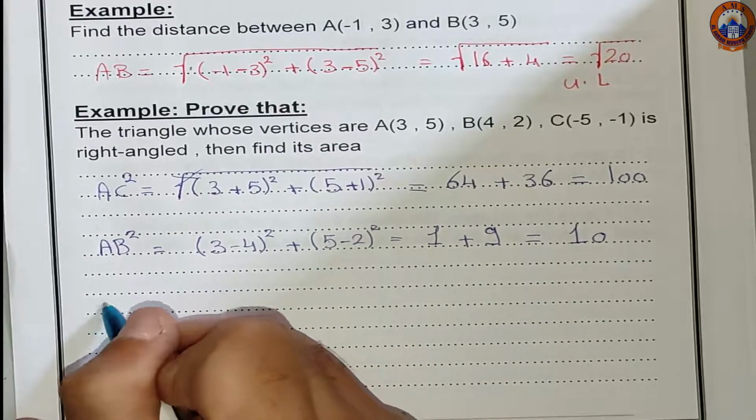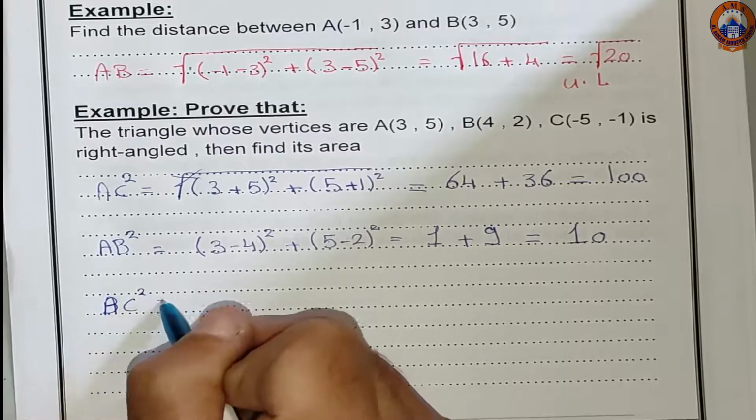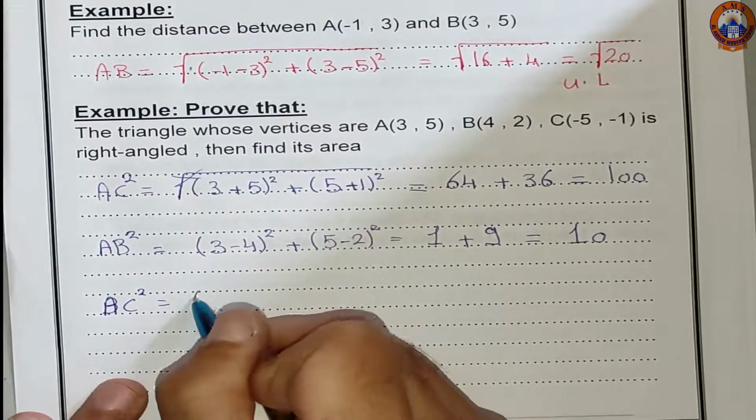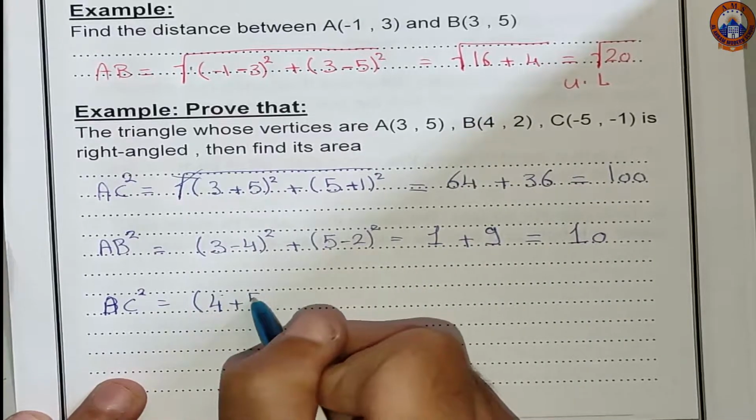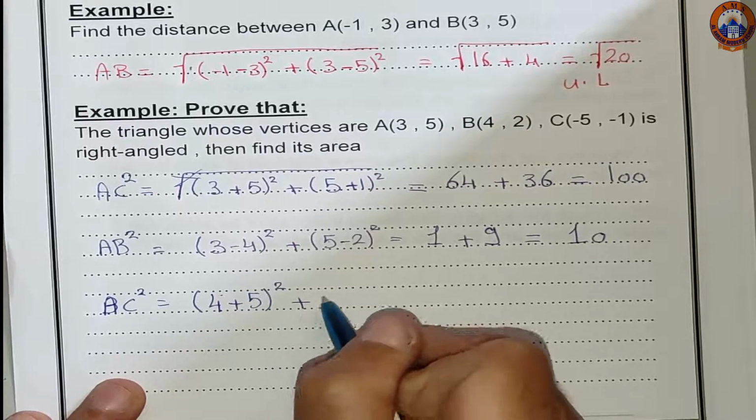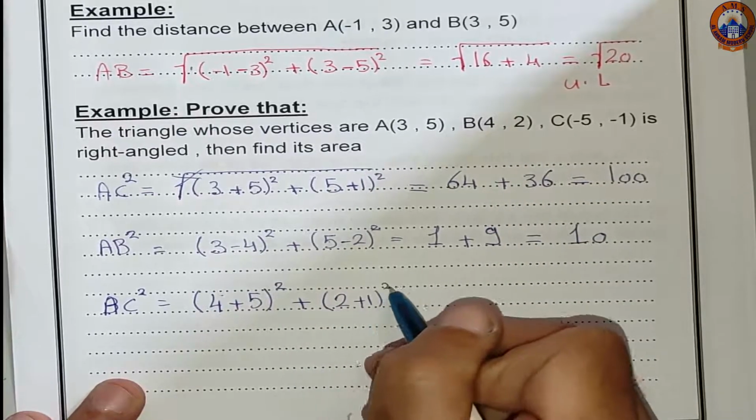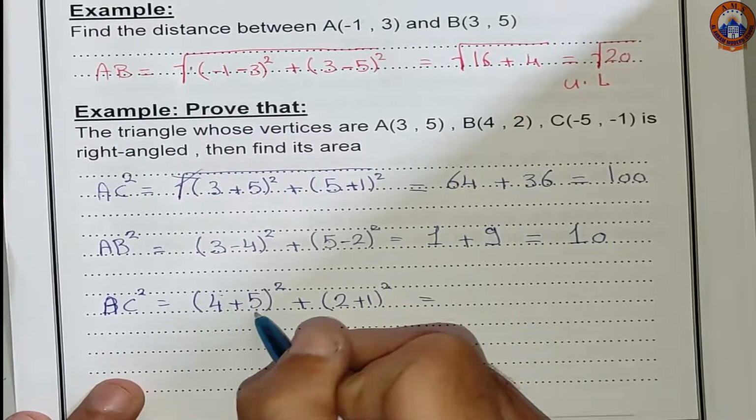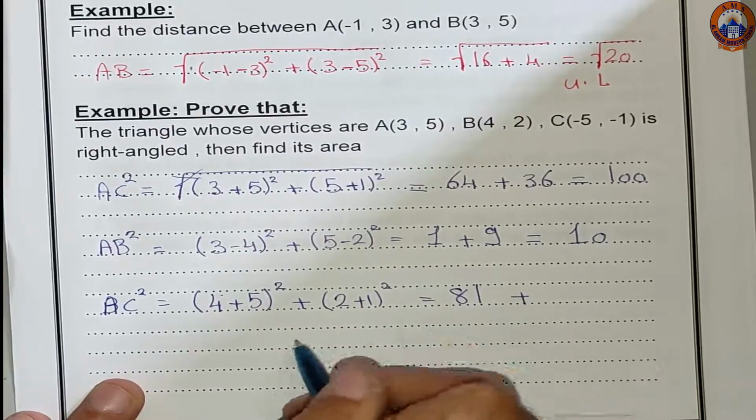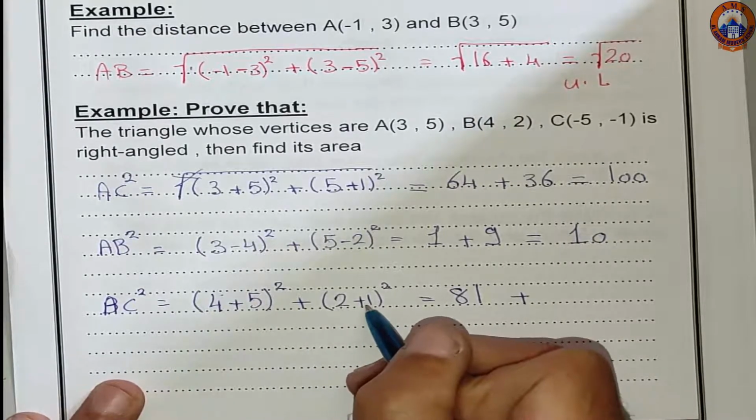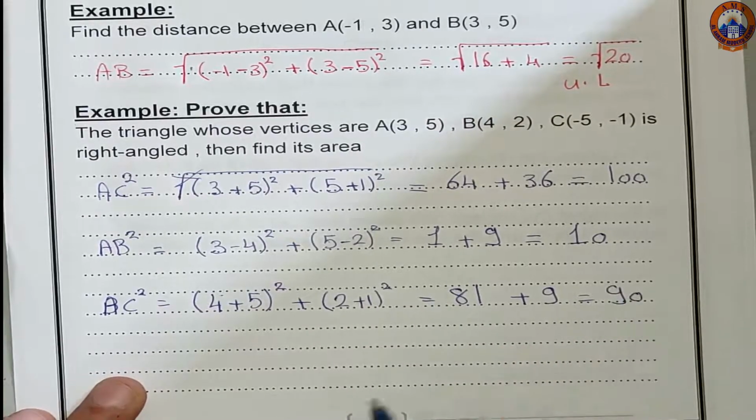We're gonna find also the distance BC squared. So 4 minus -5, so it's 4 plus 5 to the power 2, plus 2 minus -1, so it's 2 plus 1, all squared. This is equal to 9, and 9 squared equals 81, plus 2 plus 1 is 3, and 3 squared is 9, so this is equal to 90.